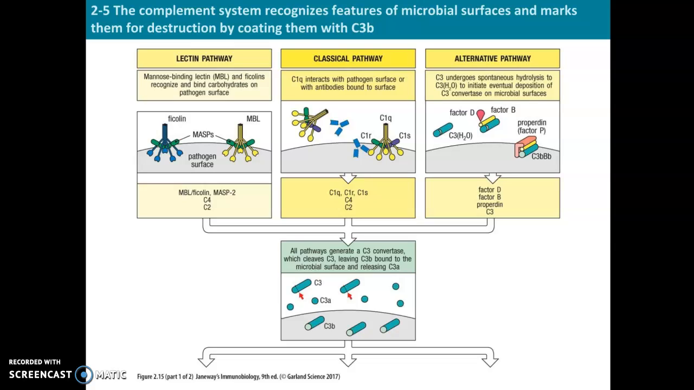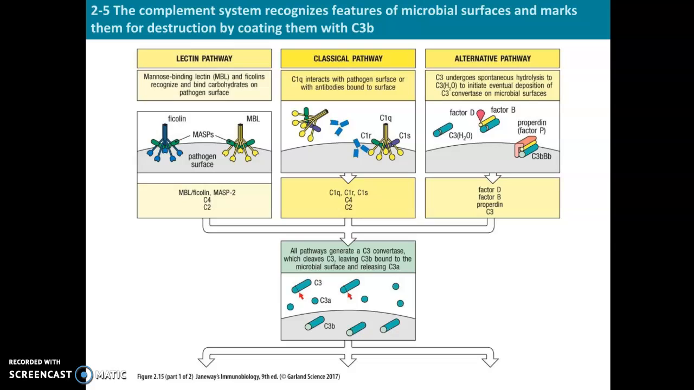In the case of the classical pathway, the C1q interacts with antibodies that are on the surface of the pathogen. So we've decorated the surface of the pathogen with antibodies, and that recruits complement. C1q shows up with C1r and C1s, and they act as serine proteases also. So they're also going to cut C2 and C4.